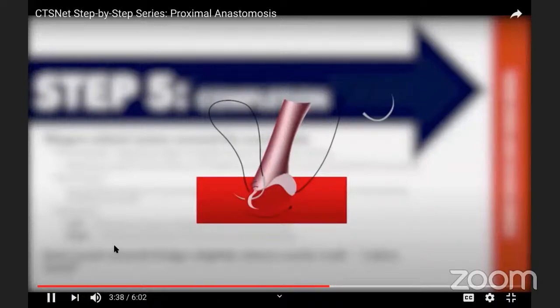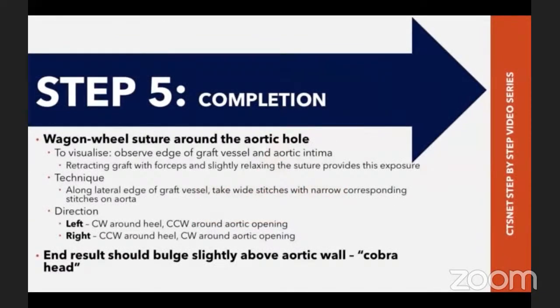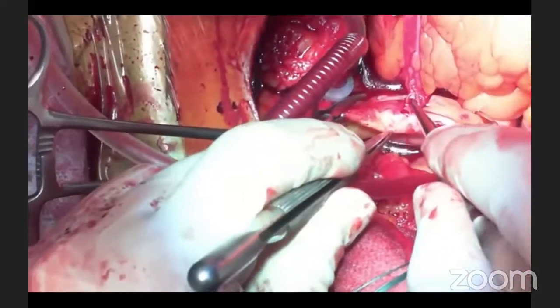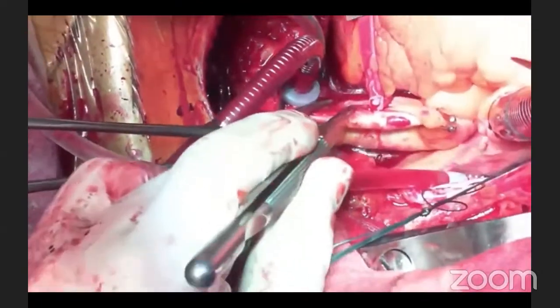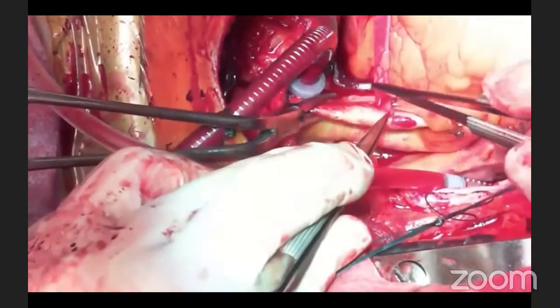Thus evenly spreading the tension over the aorta. This can be accurately visualized by observing the edge of the graft vessel and the aortic intima by retracting the graft with forceps and slightly relaxing the suture. Along the lateral edge of the graft vessel, take wide stitches with narrow corresponding stitches on the aorta. This is to ensure the maximal length of the graft vessel is positioned laterally.